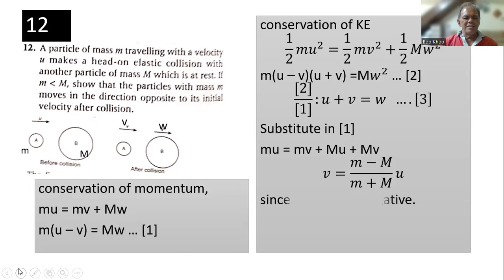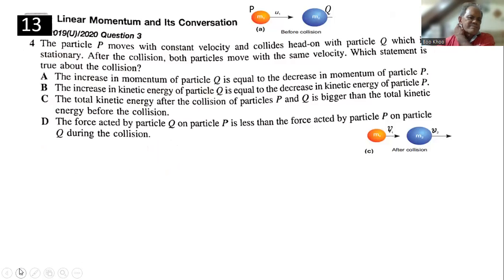Okay, let's try another one. Let's try the past paper question, 2019. A particle P moves with constant velocity and collides head-on with a particle Q, which is stationary. It's not moving. After collision, both particles move with the same velocity. Which statement is true about the collision?